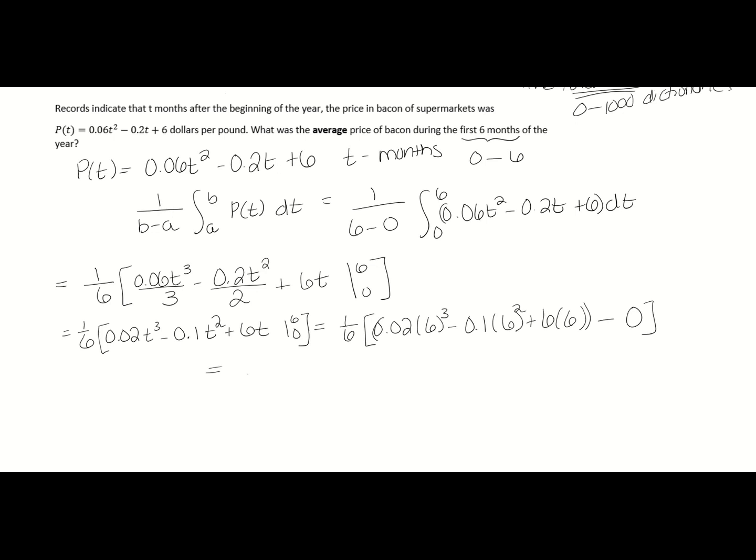So now you can input this into your calculator, and when you do that, you will get that the average price of bacon during the first 6 months was $6.12. And here is our final answer.